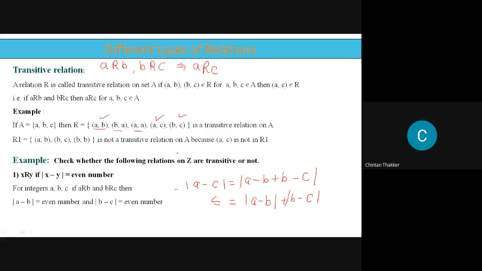Okay, so here we have mod of A minus C is equal to mod of A minus B plus mod of B minus C. Both are even numbers, so the addition of even numbers is also an even number. So that means A is related to C, so R is a transitive relation on the integer set. Yes.